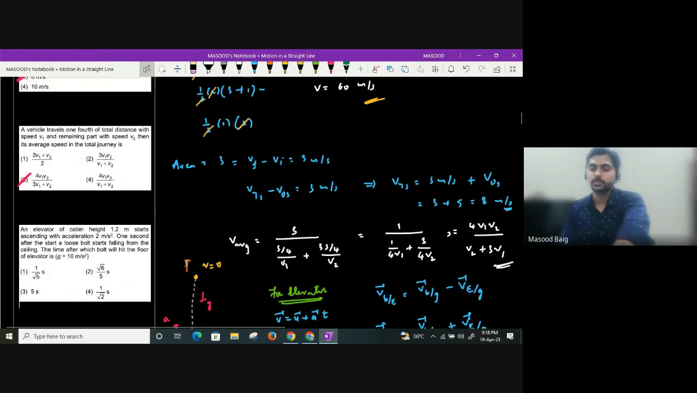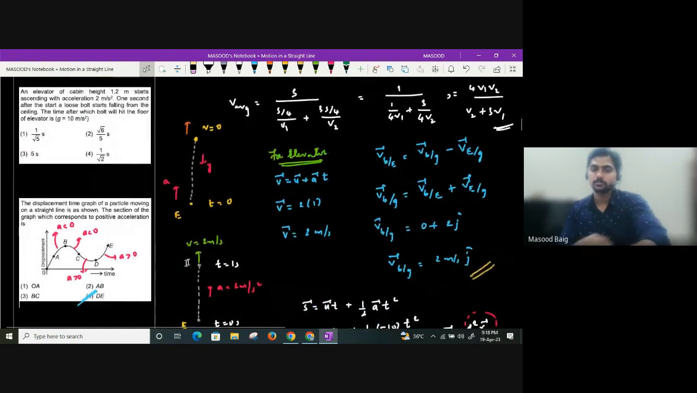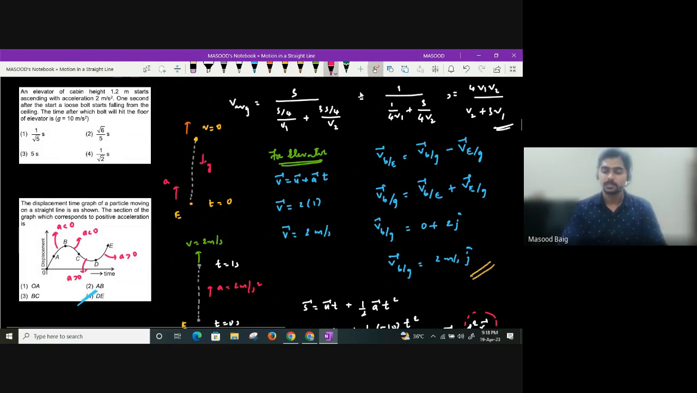Next case, this question you have understood, all of you? Elevator question, did you understand? Initially, acceleration is there to the elevator. So after 1 second, there will be some velocity to the elevator. And the bolt is dropped with respect to the elevator. So the velocity of the bolt with respect to the elevator will be 0. So the velocity of the bolt with respect to ground will be the same as that of the elevator with respect to ground after 1 second.